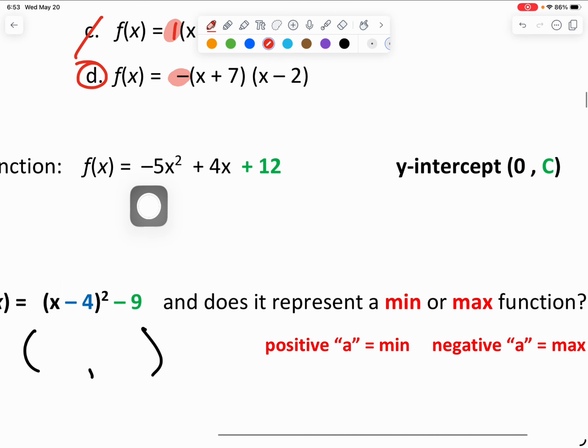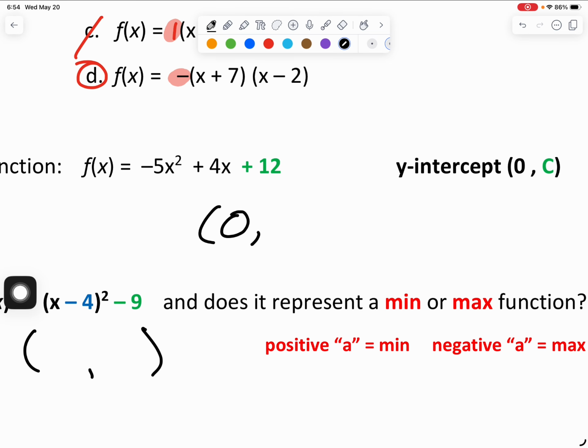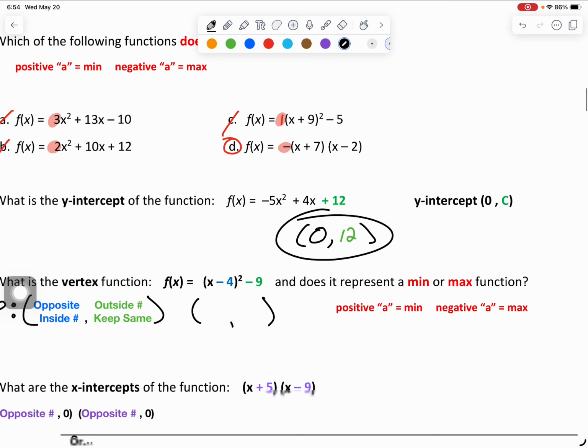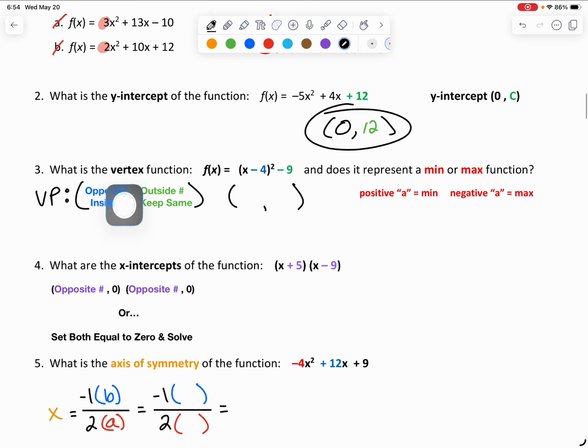F of x equals negative 5x squared plus 4x plus 12. Remember that the y-intercept is always 0 in C. The coefficient of x squared, the number in front of x squared, is our a, and the coefficient of x is our b. And the number all alone by itself there, well, highlighted in green as well, is our C. Let's just go ahead and write that as 0, 12. Circle your answer.